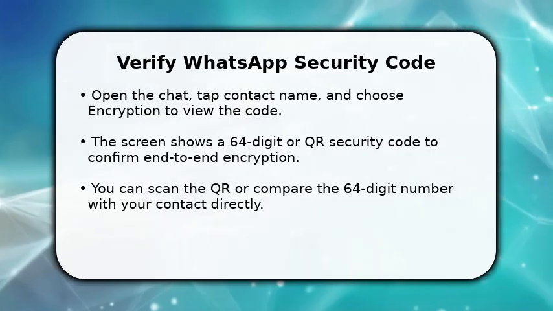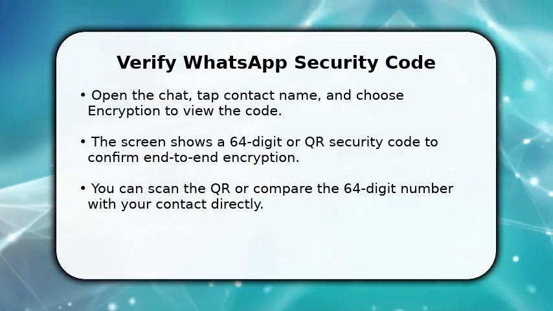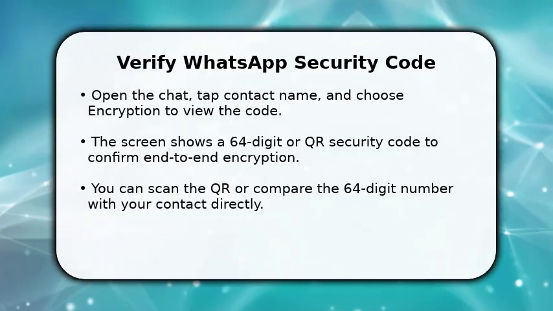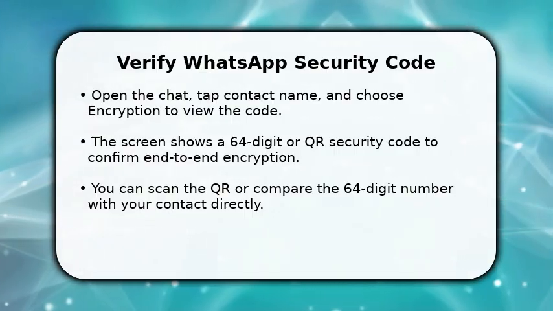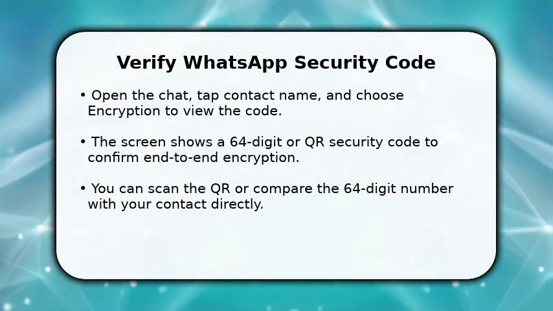You will use either the QR scanner or the 64-digit number to confirm your conversation is end-to-end encrypted. Keep your phone secure while you check to avoid exposing your own device. Open encryption on both phones at the same time to start verification.